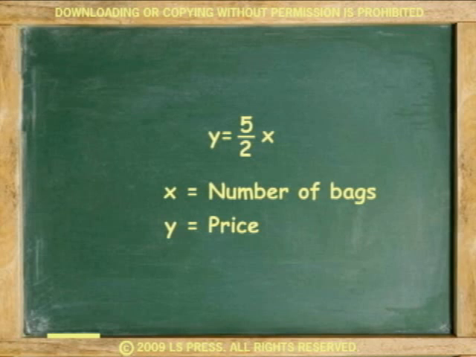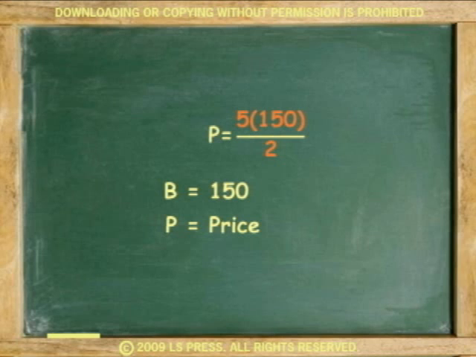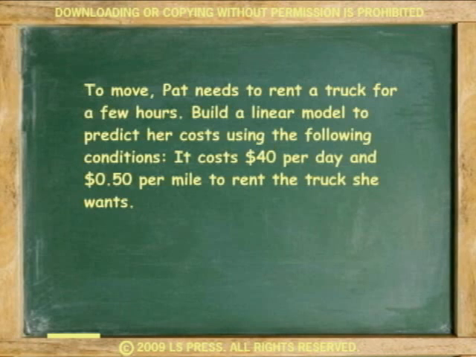Or we can change the variable x and call it b for bags, and y becomes p for price, to make it p equals 5 over 2b. For example, if b is 150, then p is 5 times 150 divided by 2, or $375. Let's do another example.